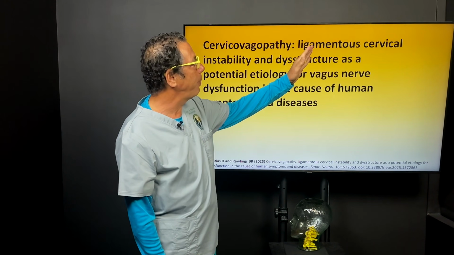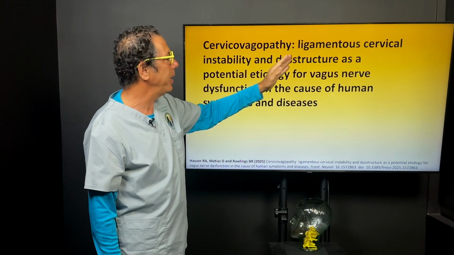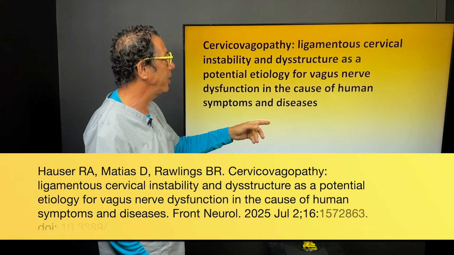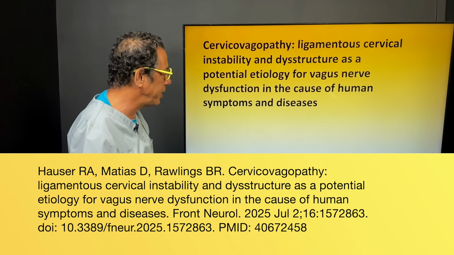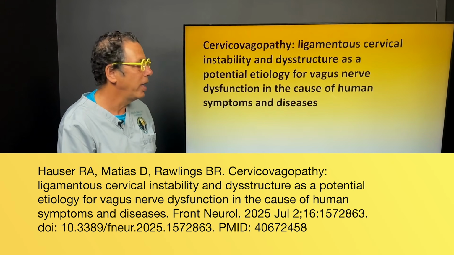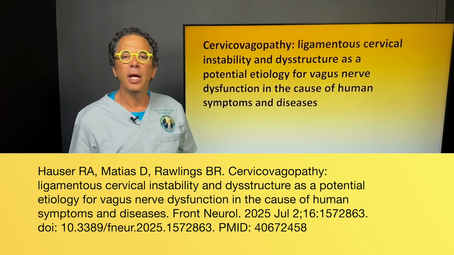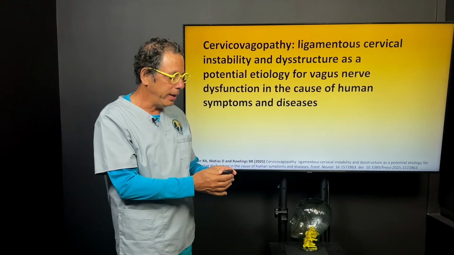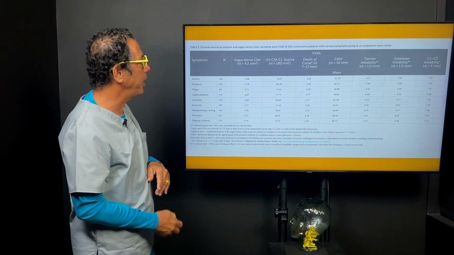So the title of the paper is Ligamentous Cervical Instability and Dysstructure as a Potential Etiology for Vagus Nerve Dysfunction and the Cause of Human Symptoms and Diseases. It's in Frontiers of Neurology 2025. And I'd really encourage anybody who has a chronic health problem to consider reading this article. And I'm just going to go over it pretty briefly.